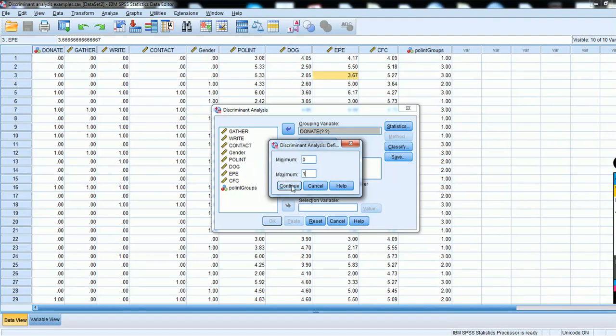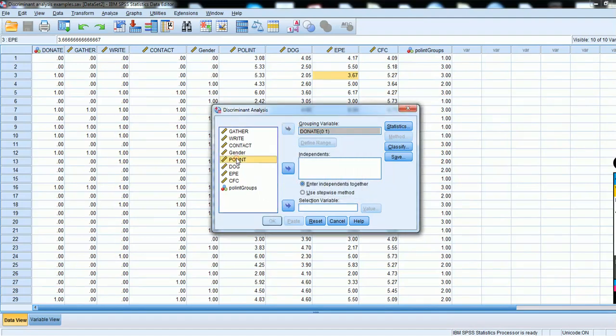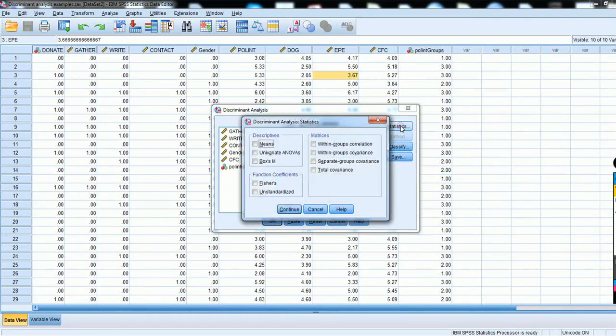So now I'm going to click on Continue and put my predictor variables into the independents box. Now under Statistics, I'm going to click on Means. I could ask for univariate ANOVAs, which are basically one-way ANOVAs comparing my two groups on each of the predictor variables, and this would be the same information as the between subjects tests following a one-way MANOVA in MANOVA output. Next is Box's M.